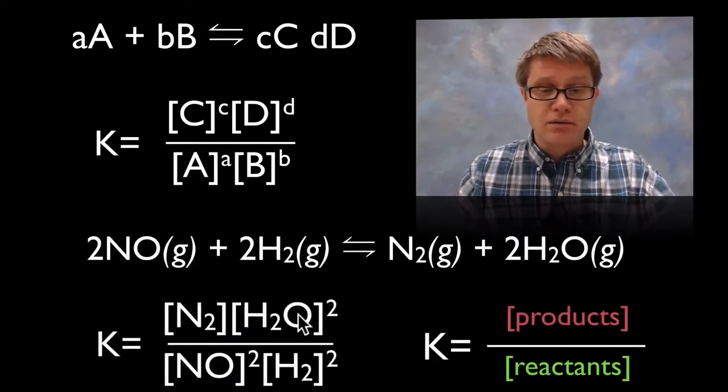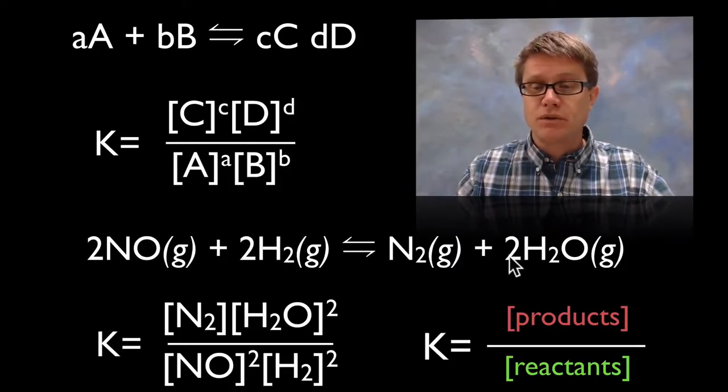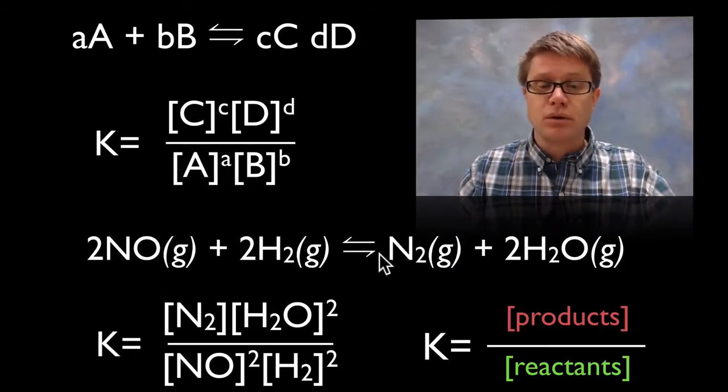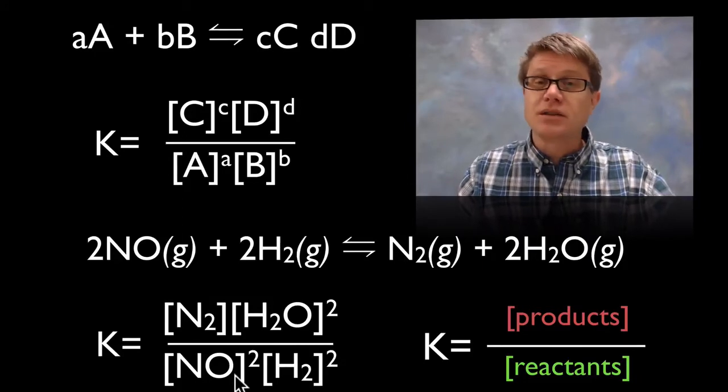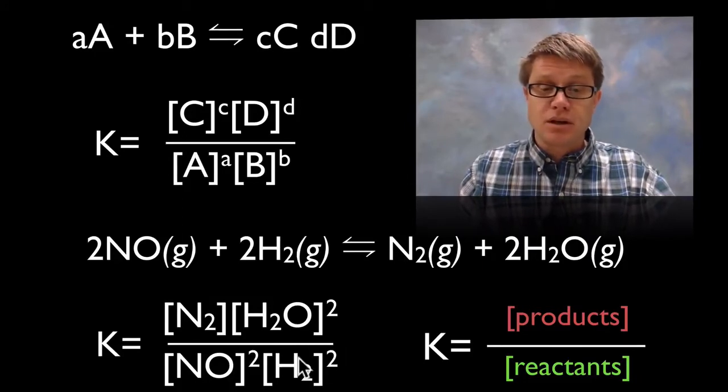And so what do we have? Well, here's going to be our products on the top. So it's going to be the concentration of water right here raised to the 2 power, because we have 2 moles out in front of that. Likewise, we've got nitrogen gas raised to the 1 power because we only have 1 mole of that. We're then going to put our reactants in the bottom. Likewise, both of these are raised to the 2nd power because each of those has 2 moles.